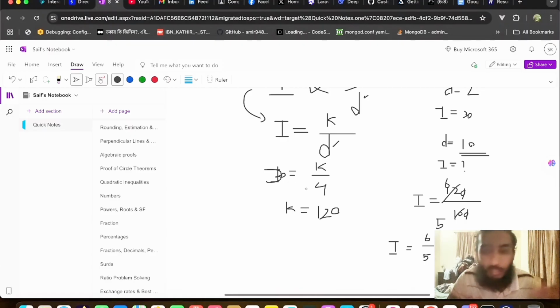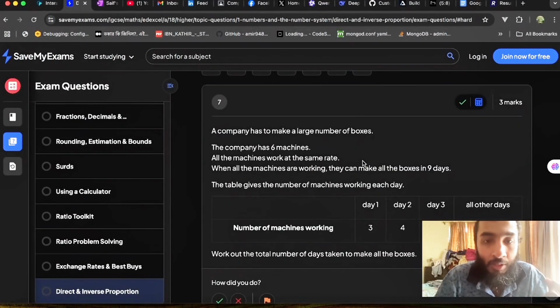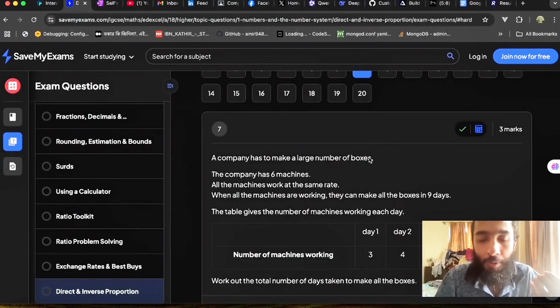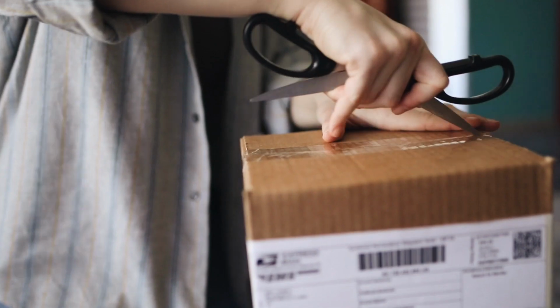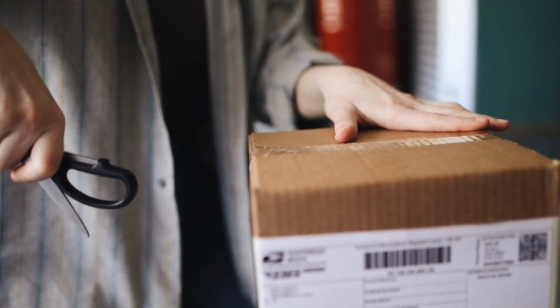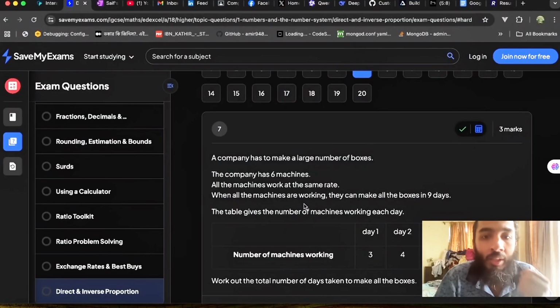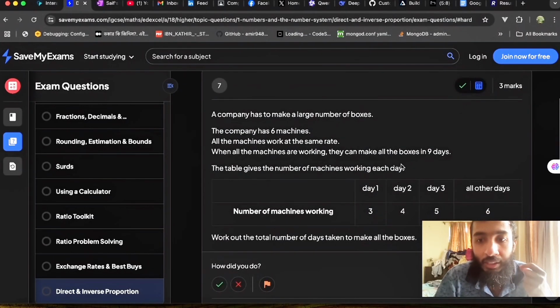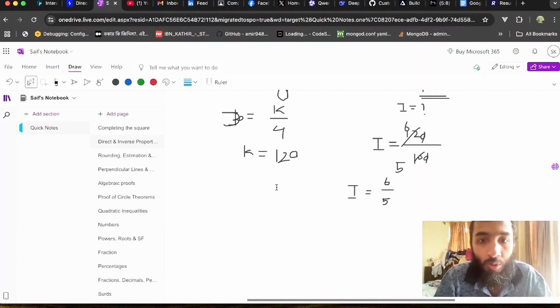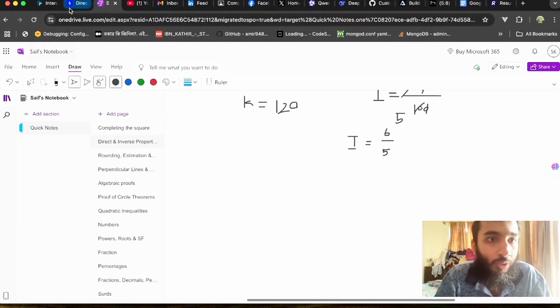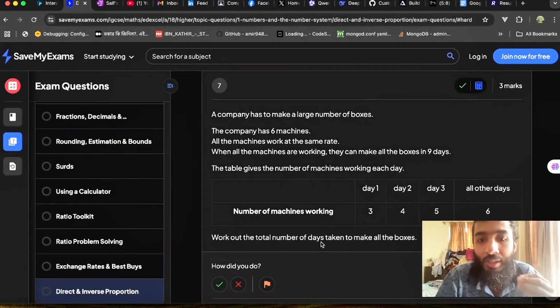If I now focus on problem number 7, let's read the problem. It's a very tricky problem. It says a company has to make a large number of boxes. The company has 6 machines, and all the machines work at the same rate. When all the machines are working, they can make all the boxes in 9 days. The table gives the number of machines working each day: day 1 has 3 machines, day 2 has 4, day 3 has 5, and all other days have 6. What is the requirement? You have to work out the total number of days taken to make all the boxes.